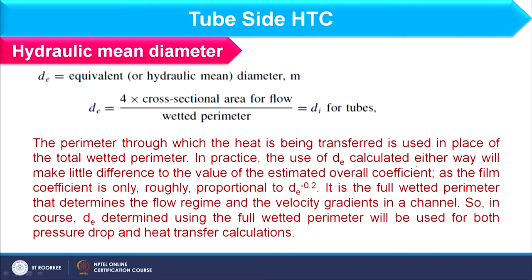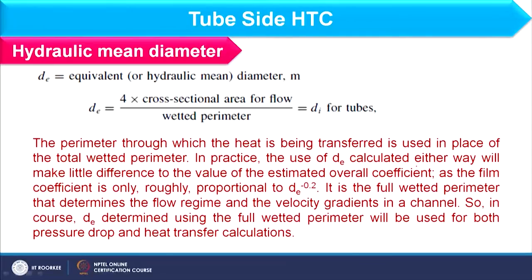And next we have to find out the hydraulic mean diameter. Okay. Because the flow is inside the tube, the inner diameter of the tube will be equal to the equivalent diameter or hydraulic diameter of the tube. So, in this case it is DI only. So, why am I considering this? Because the perimeter through which the heat is being transferred is used in place of the total wetted perimeter. So, we consider the perimeter of the tube where heat is being transferred.